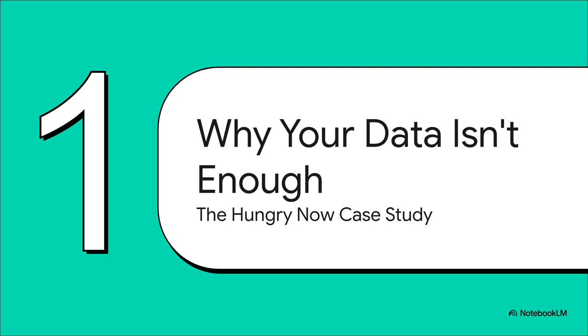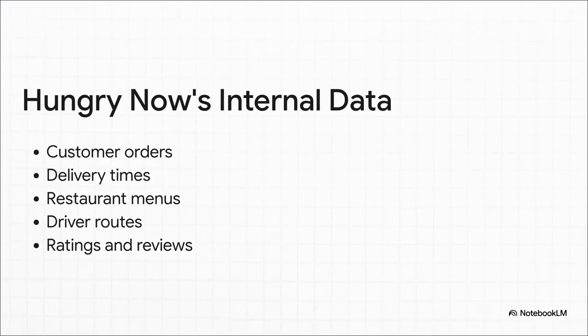And to make all this super practical, we're going to follow a case study all the way through, a fictional food delivery app we're calling Hungry Now. So Hungry Now is collecting tons of data on its own, everything from customer orders and delivery times to restaurant menus and driver routes. But the thing is, all this data kind of lives in its own little bubble. It can show you that a delivery was late, but it has no clue why.